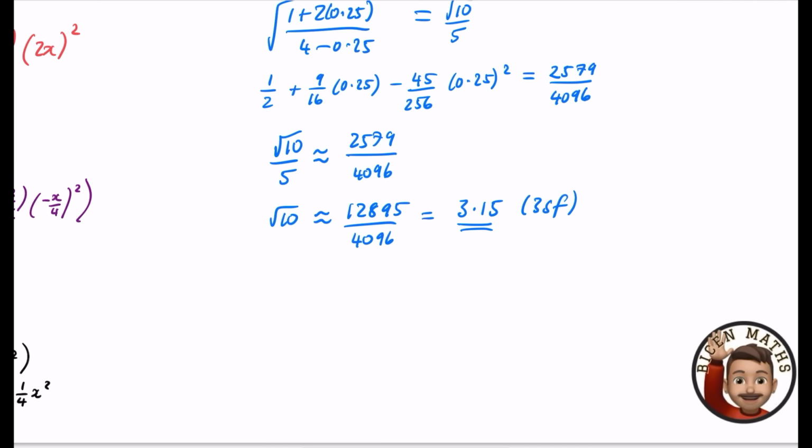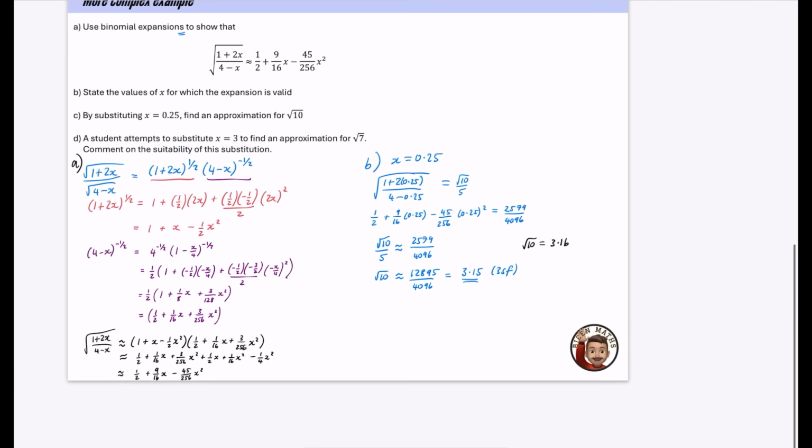Now, just so you know, if I was actually just going to work out the square root of 10 on the calculator, the square root of 10 to 3 significant figures is 3.16. So it's a pretty good approximation. It is quite close to that one.